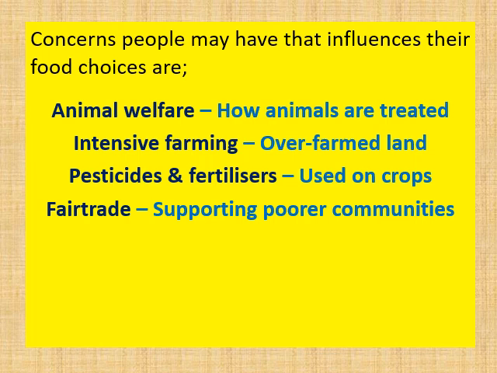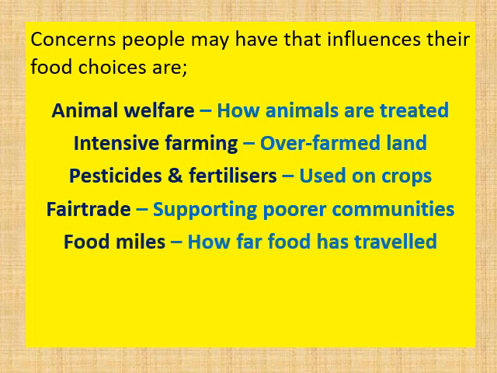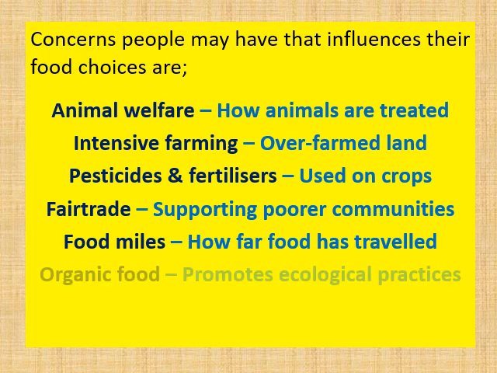Fair trade. Are you supporting poorer communities around the world? Most people link fair trade with, you could say, bananas, coffee, pineapples. All these different produce that we can't grow in this country are usually provided by fair trade. Food miles, how far has this food traveled, or how far has food traveled in general? We will do an activity on this later. Organic food promotes ecological practices. So organic food is the soil type, where and basically how fresh this organic food is according to its soil.